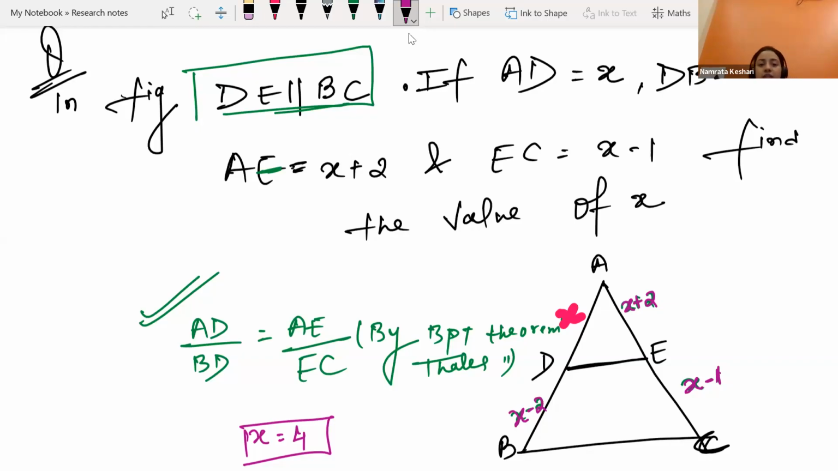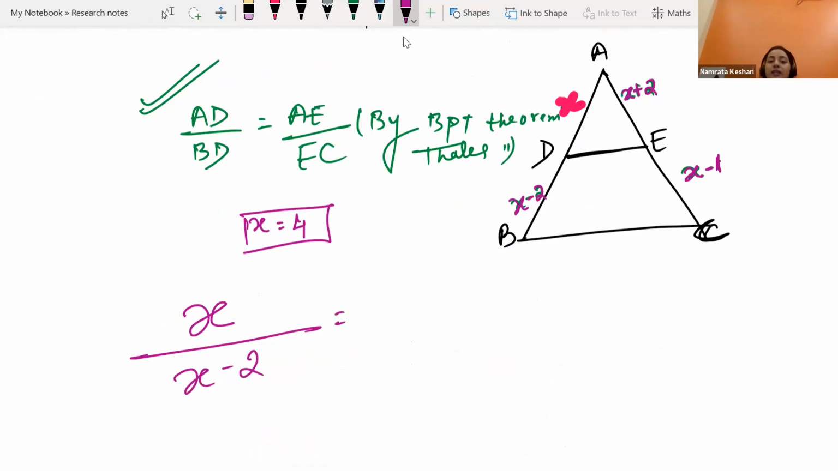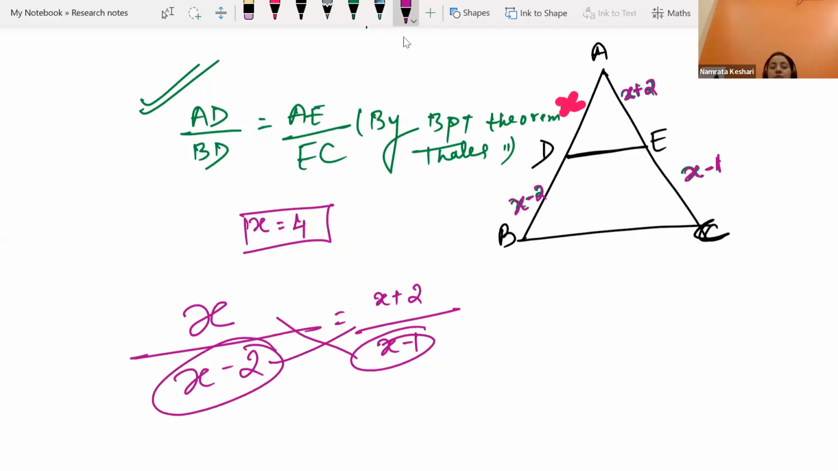We will just compare the ratio. Let's do it over here. We'll be taking x by x minus 2 is equal to AE, that is x plus 2, by EC, that is x minus 1. Now what? Now we have to remove the denominator. Can we shift it to the other side? Can we apply the cross multiplication method? Yes.